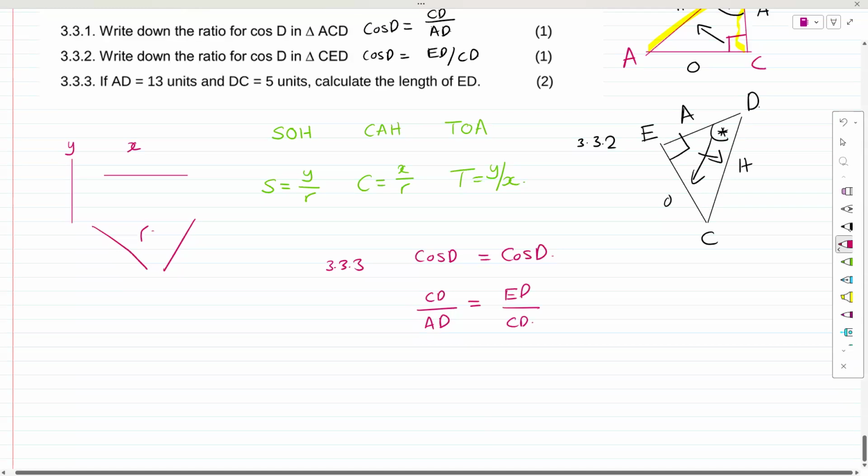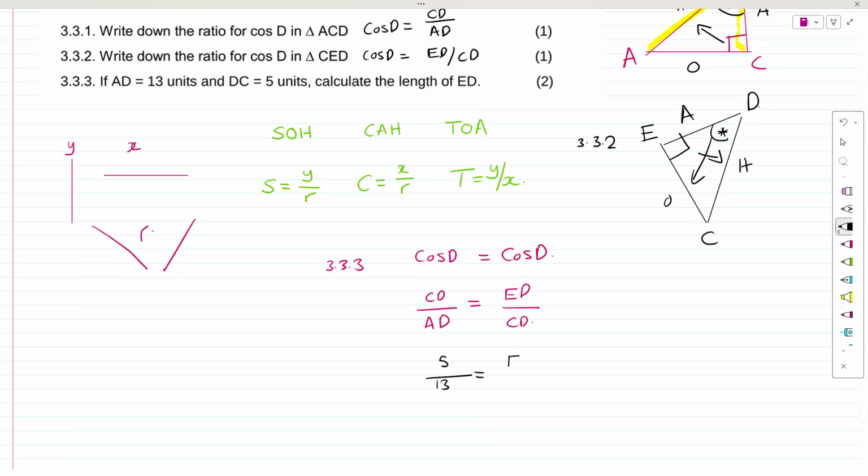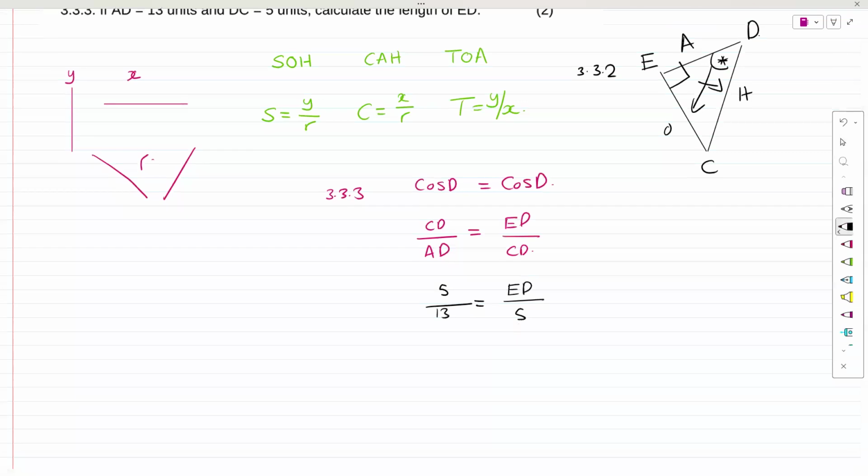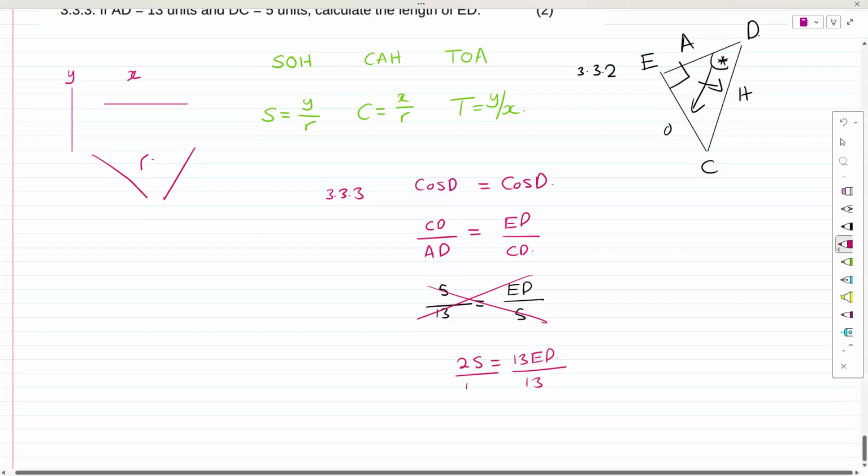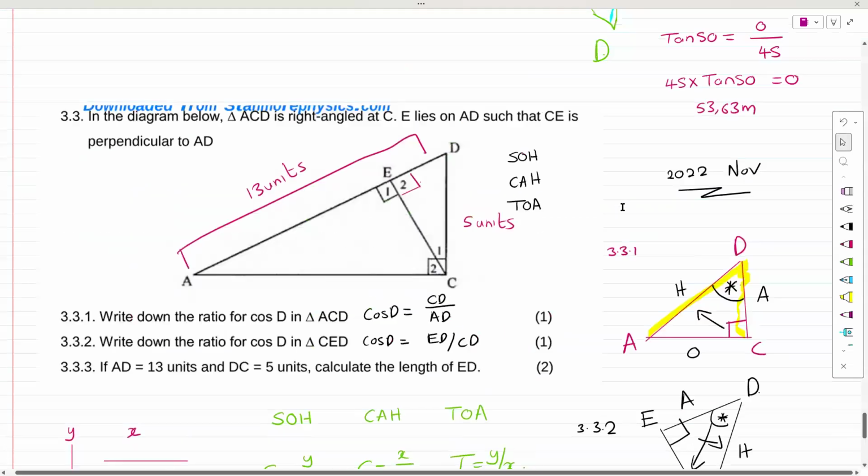They told us that AD is 13. They told us that DC, which is CD, the same thing, is 5. And now they just want ED. So this is just a simple question to cross multiply, right? So 5 times 5 is 25, which equals 13 ED. And if we divide by 13, ED equals 1.92.